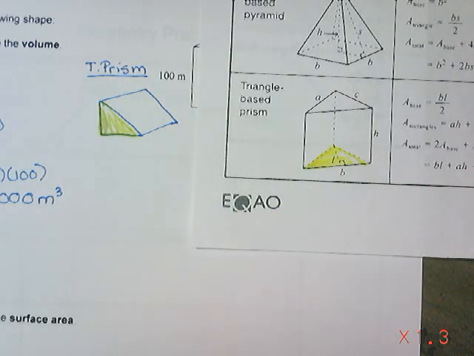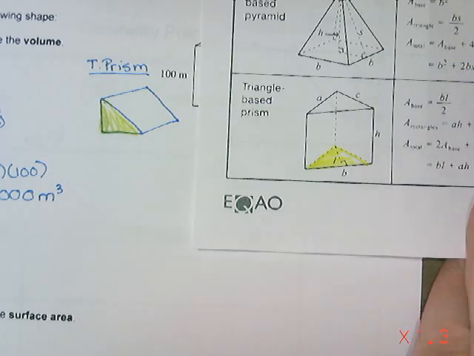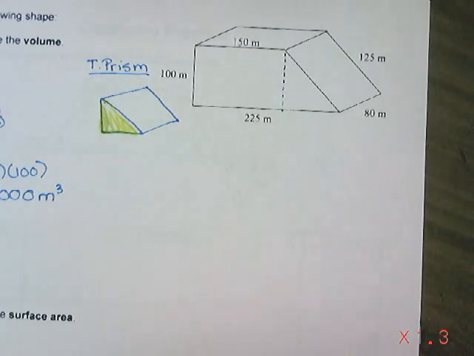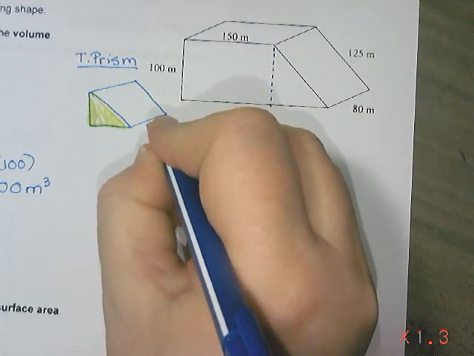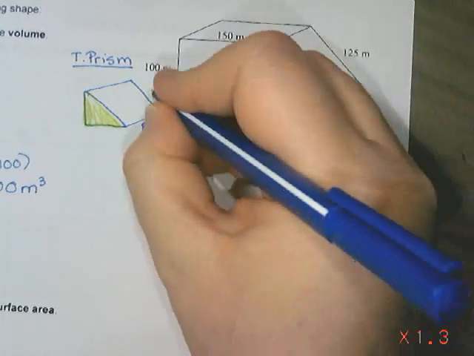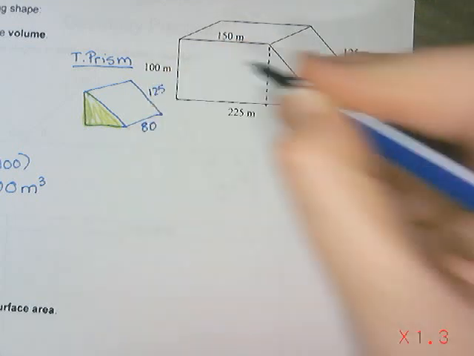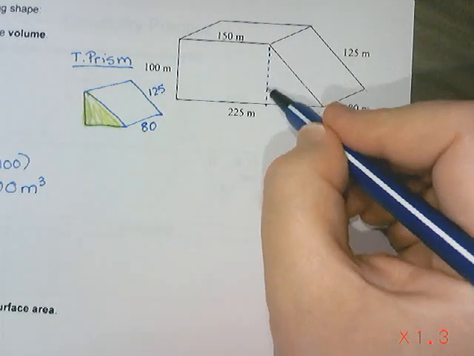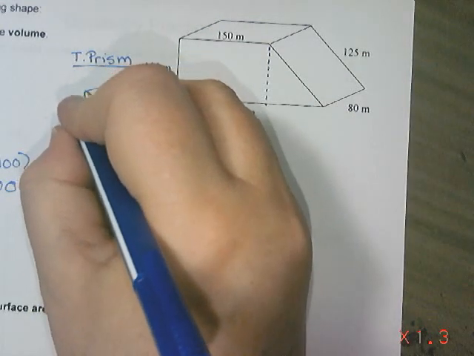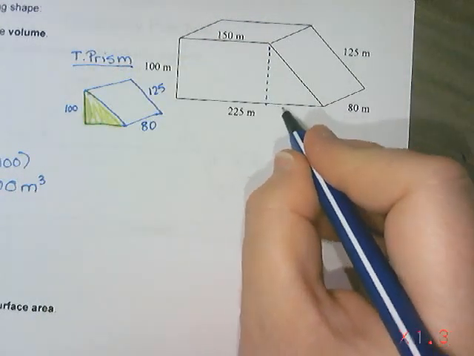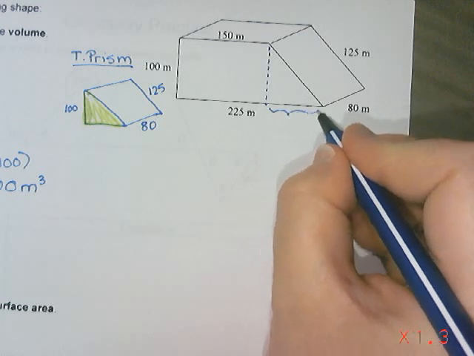Okay. Things that I know from the picture is that this part here is 80. I know that this part here is 125. The straight up and down should be 100. And then this part I don't know, but I can calculate.